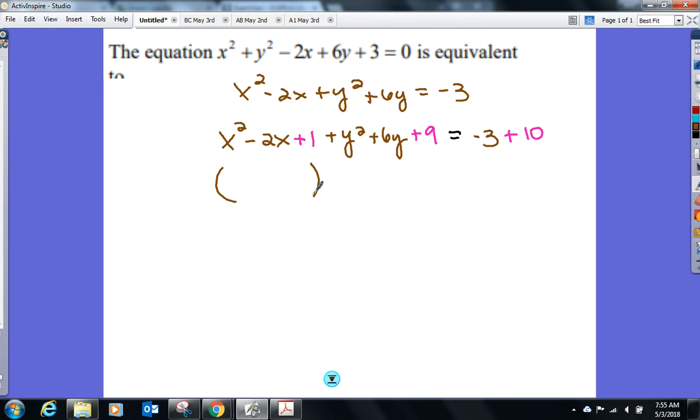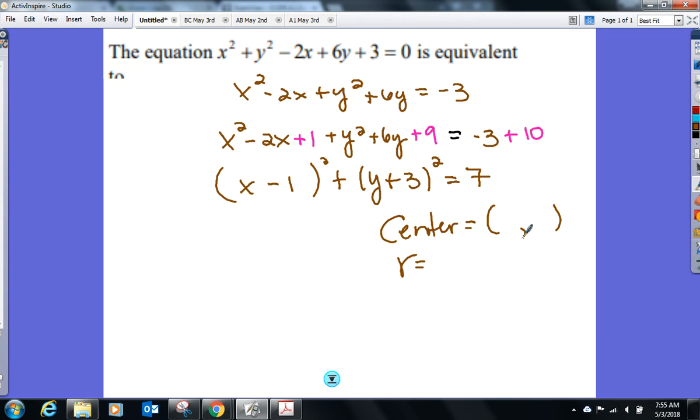What was half your b value for the x's? So it's going to be x minus 1 all squared. Half the b value for the y's was 3. So I have y plus 3 all squared equal to 7. All right, let's pick off the center and let's pick off the radius here.